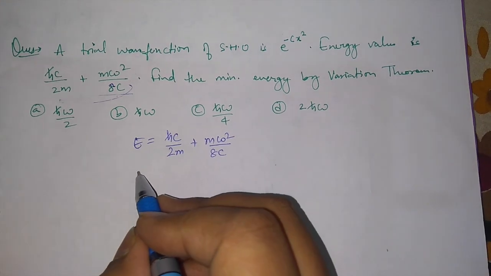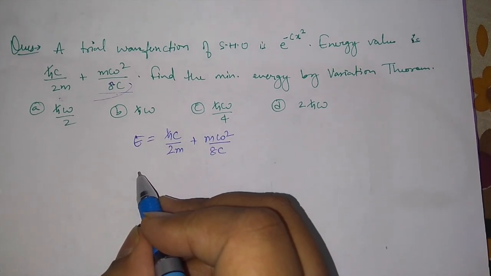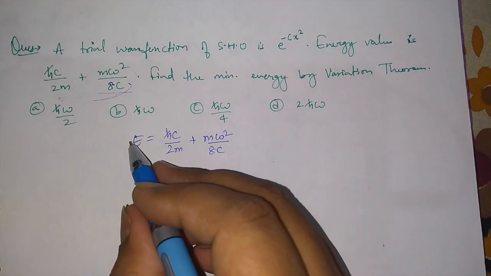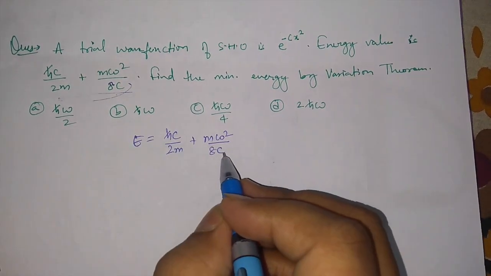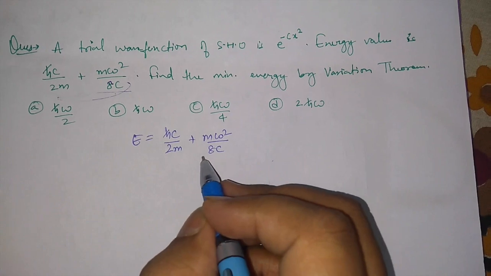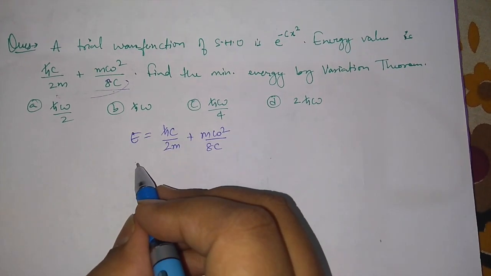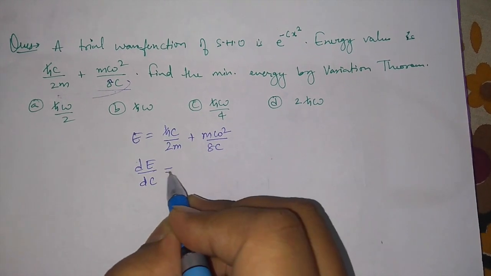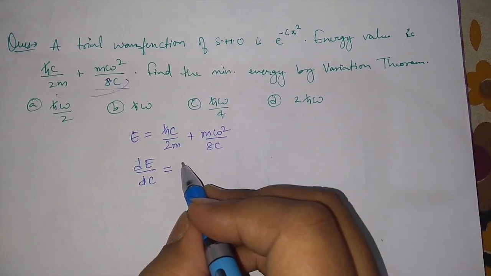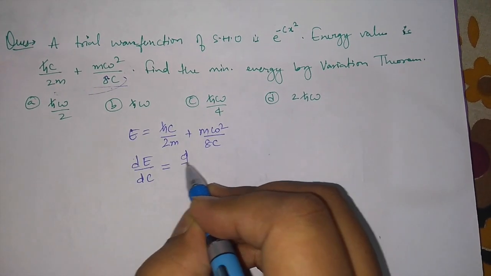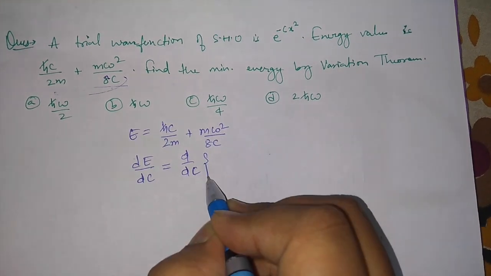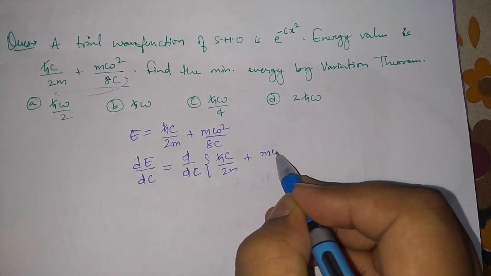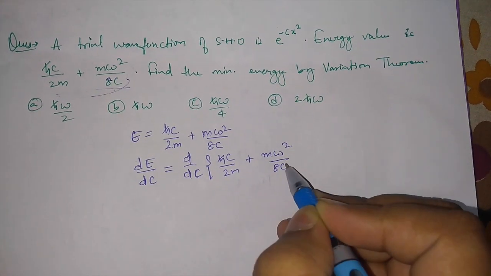So the first step of doing your maxima minima kind of question is that you have to differentiate this energy term with respect to the variable it is a function of. It's a function of c, so you differentiate with respect to c. So dE/dc will be equal to d/dc of these two terms, that is ħc/2m plus mω²/8c.